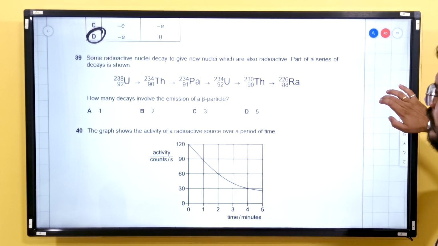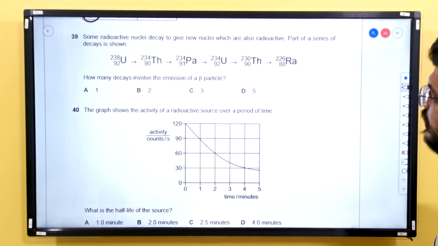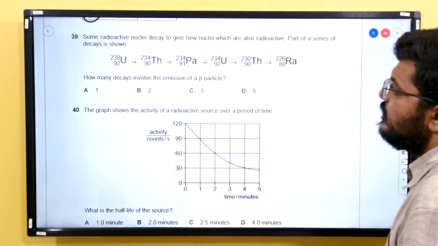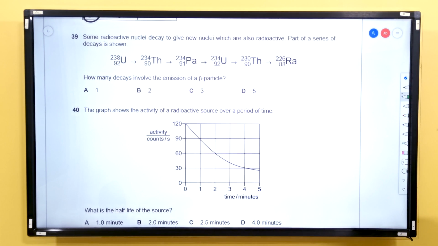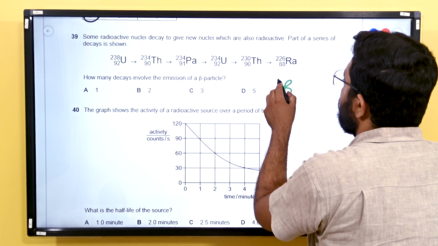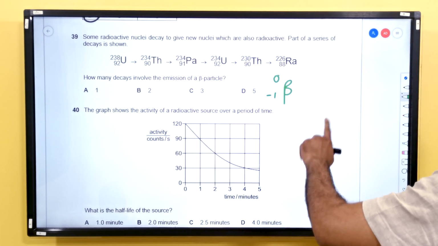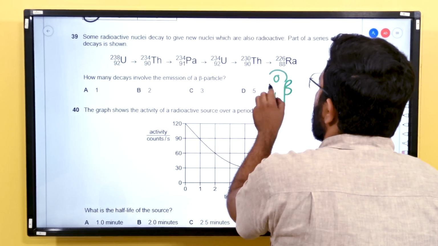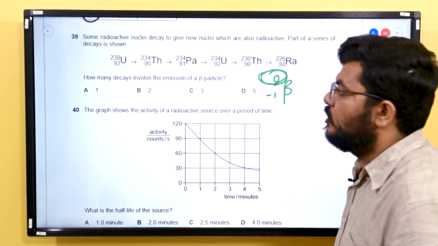Let's look at question 39. Some radioactive nuclei decay to give new nuclei which are also radioactive. Part of a series of decays are shown. Okay. How many decays involve emission of a beta particle? Okay. So a beta particle is 0 and -1, right? So let's see which of these will emit a beta particle. Here, what is important? The number of nucleons does not change.